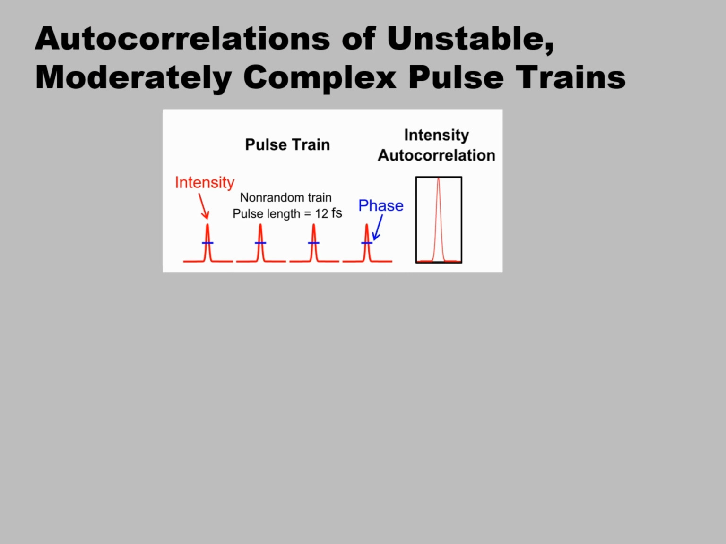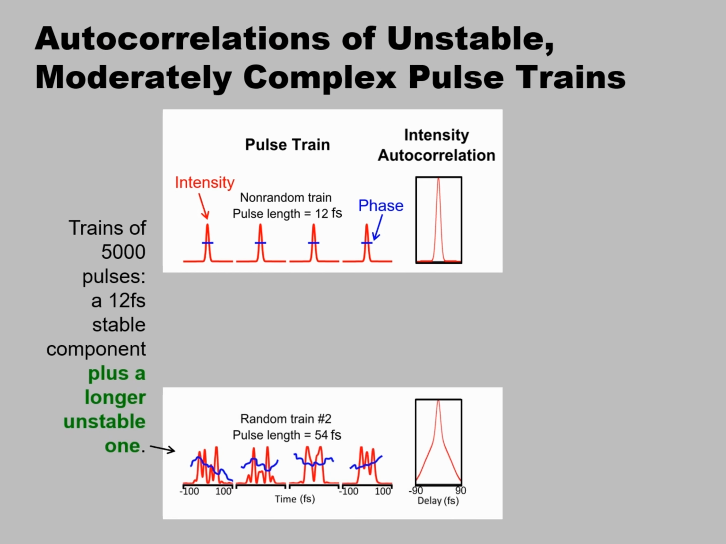But you'd be wrong. To see why, here's a stable train of 12 femtosecond long simple pulses, which yields an appropriately simple autocorrelation. No problem, autocorrelation does fine. Now we'll add to the stable component a longer unstable one. You can see the beginning of a coherent artifact in the autocorrelation.